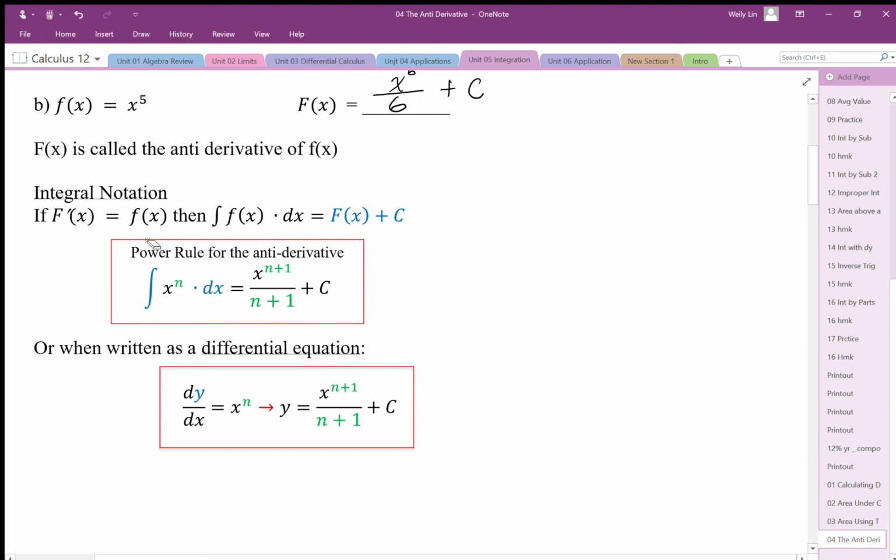And this is in the integral form. However, it's often written as a differential equation. So the derivative is equal to that. What's implied is we want the antiderivative. So we want to find the antiderivative y. So we get that by increasing the power by 1. So this is just the same thing, but written in the differential equation form, where this is written in the integral form.